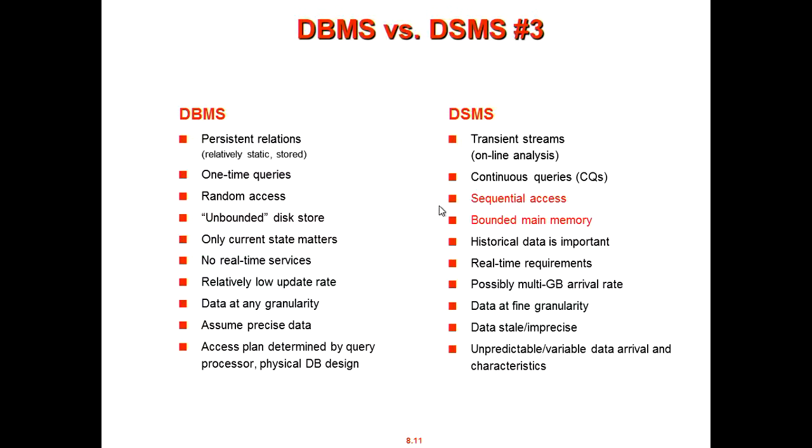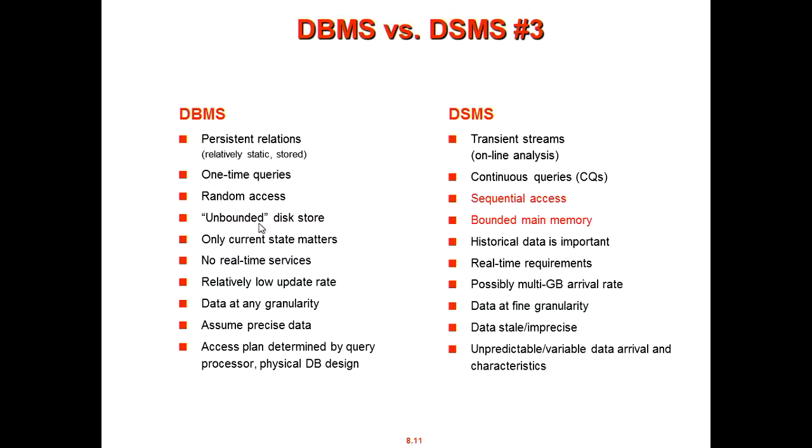But in DSMS, it's not possible to do random access because the cost is very expensive. So what we can do is only sequential access. So the data is received and streamed in the system. So your system is only able to scan the data stream once and store some summary for later query processing.